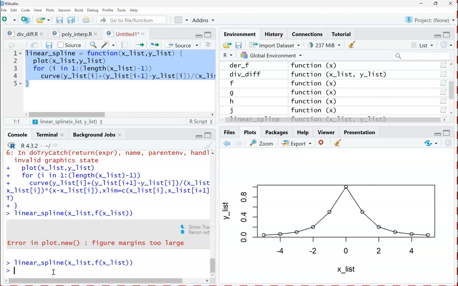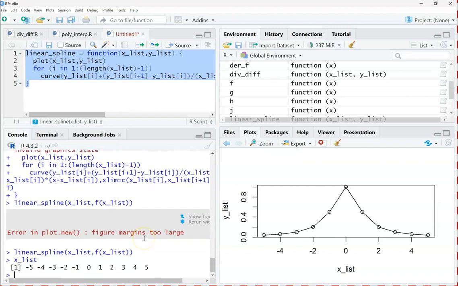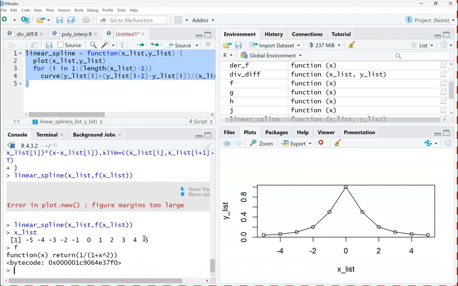Can you show what x list is again? What was the function? It was the 1 over 1 plus x squared.